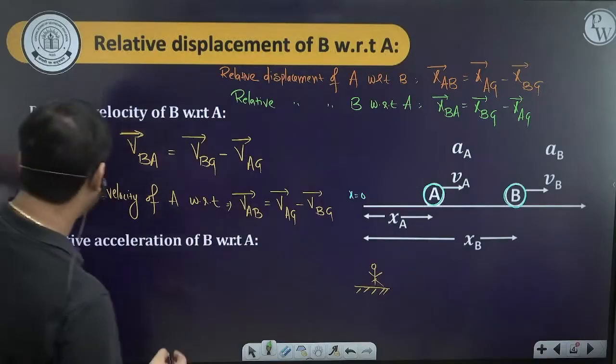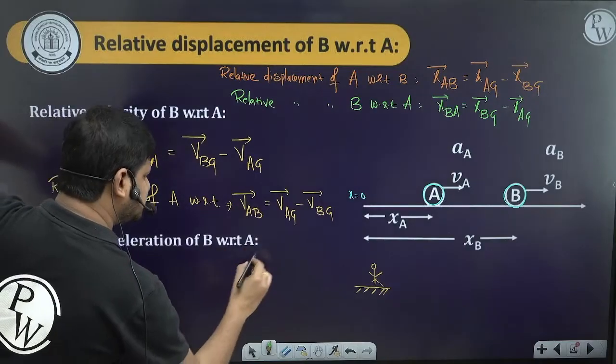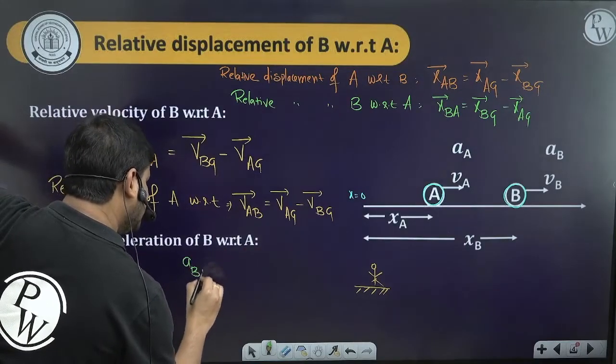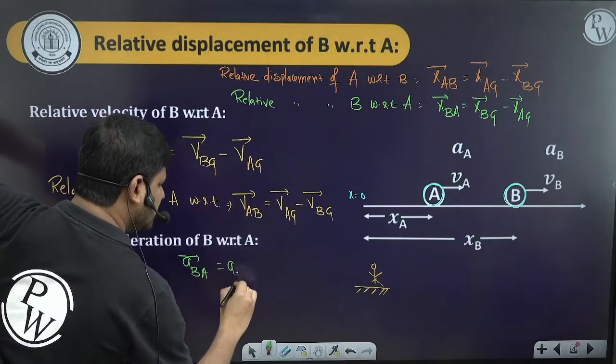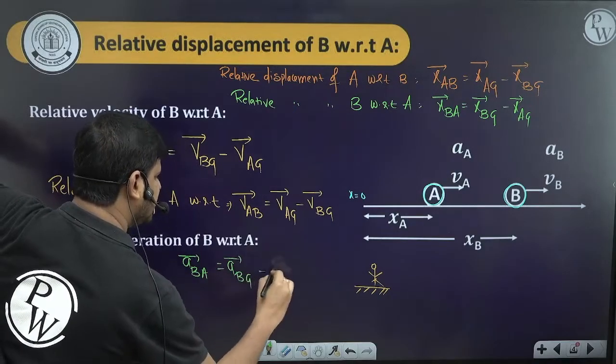Similarly, you can write it for the acceleration. See here, relative acceleration of B with respect to A. So the acceleration of B with respect to A is going to be ABG minus AAG.